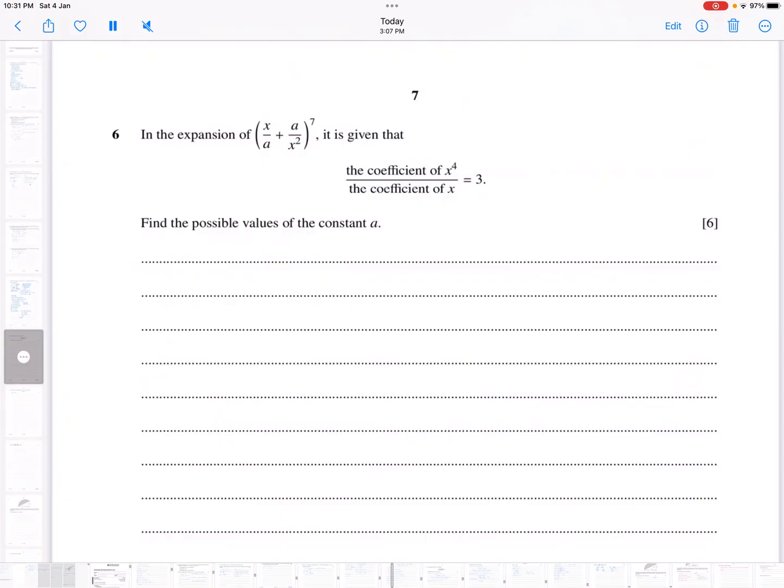Question number 6. In the expansion of this, it is given that the coefficient of x power 4 divided by the coefficient of x equals 3. Find the possible values of the constant a. So this is (a + b) power n, so I'm going to use the specific term formula: T(r+1) equals nCr a power n minus r times b power r.